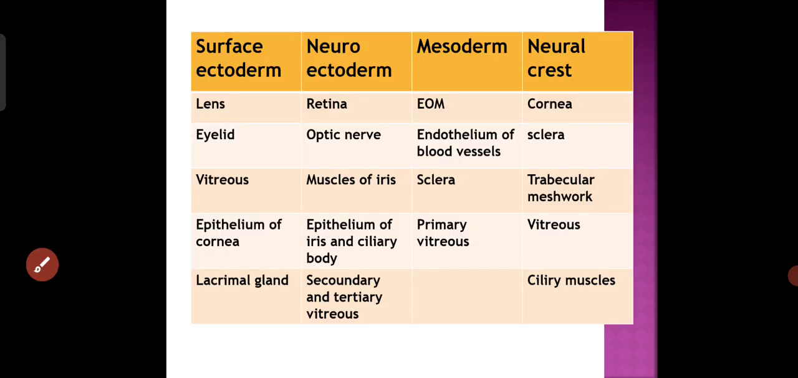This is a systematic tabular representation of the various layers that give rise to different parts of the eyes. This covers the surface ectoderm, neuroectoderm, mesoderm and neural crest. So you can check this for reference of the different layers that form the different parts of the eyes.